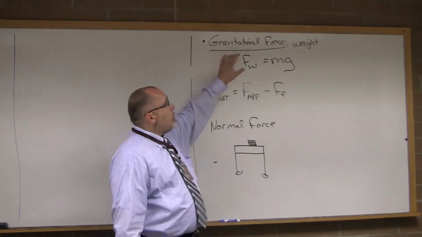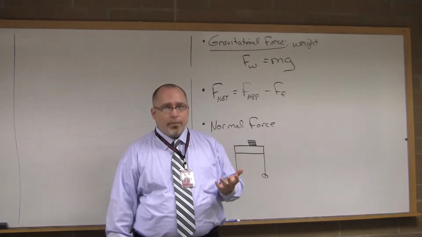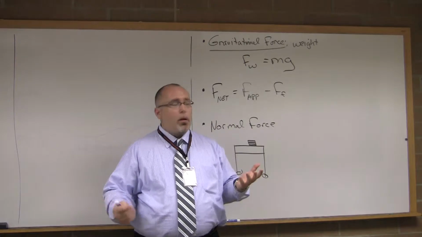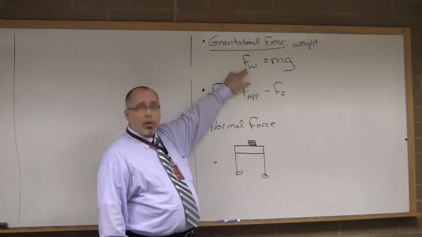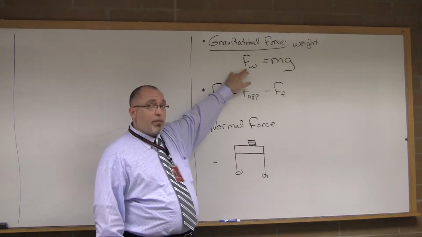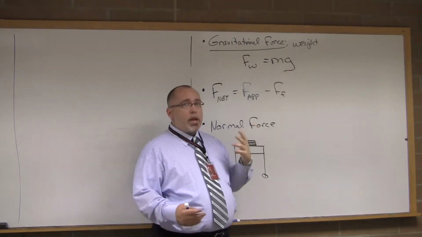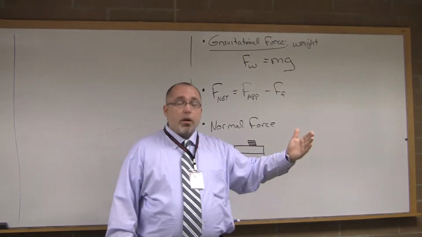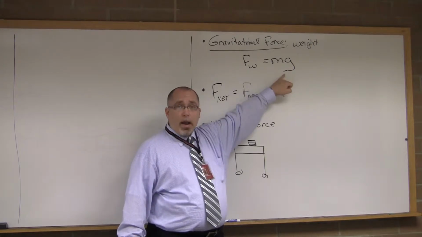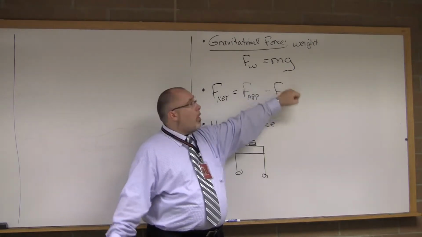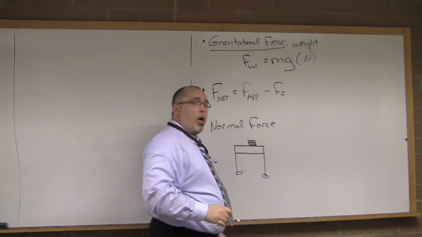For instance, gravitational force. Gravitational force is a fancy way of saying weight. Every object has a weight. But the book uses just lowercase w. I like to use F sub w to remind you that it is indeed a force. But force of weight is equal to mass times gravity. In other words, we're taking Newton's second law of mass times acceleration, just putting a specific acceleration to it. That being the acceleration due to gravity, which we've already learned about. And of course, that unit will be newtons as well.